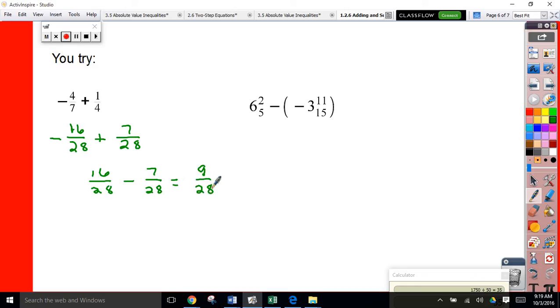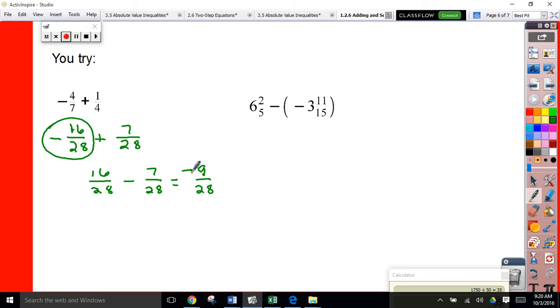Okay, what is my last step, Lydia? See if it's negative or positive. Okay, what's that? Negative. It should be negative, so we have to check the sign. Our larger number was negative. We keep the sign of the larger number, so we have negative 9/28.